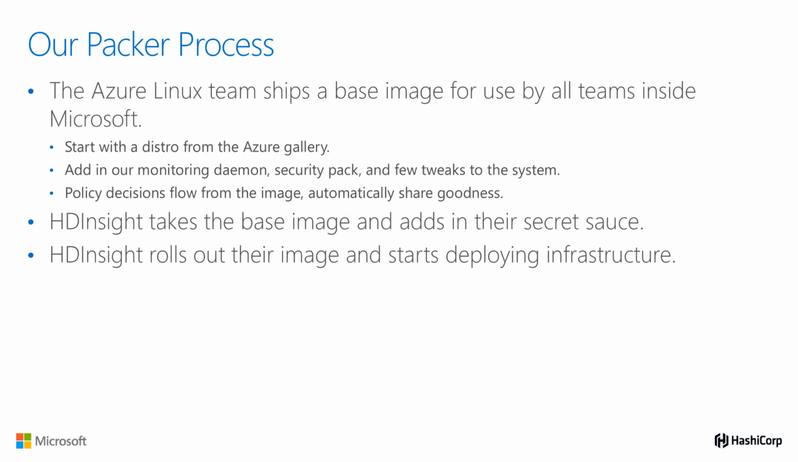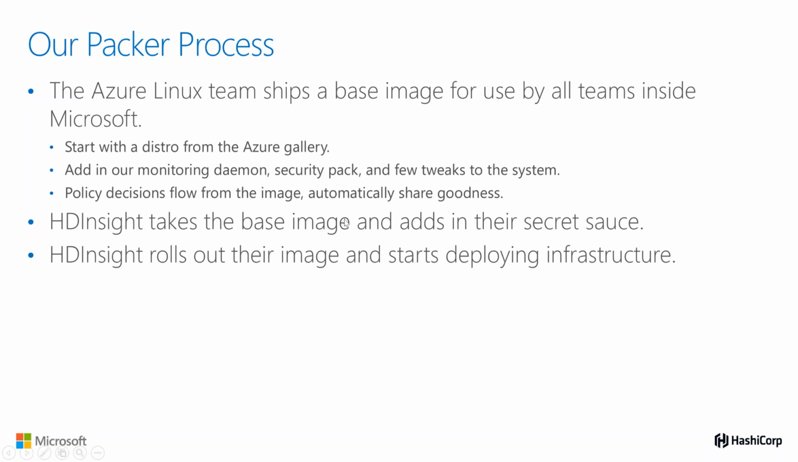We start with a standard distro from the Azure Gallery. We add in a monitoring daemon, which allows us to have telemetry for all the services we ship that plugs into the standard Microsoft backbone. We add things like a security pack, so virus scanning and port scanning and network firewall rules. Then we add a few tweaks to the system, specifically things like the Microsoft Certificate Authority that we use internally. How do we embed that into the image? The nice thing is that when people pick up this image after our Packer build is complete, they get all this goodness for free. They don't realize they have it, but everything just kind of works, which is a great feeling as well.